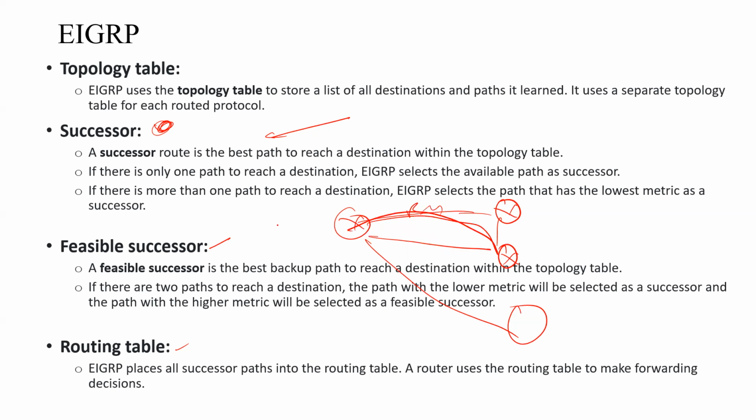And routing table is nothing but all the successor paths. So successor is the best path, right? So whatever the best path it finds, it will save in the routing table. So these are some of the components in EIGRP routing.